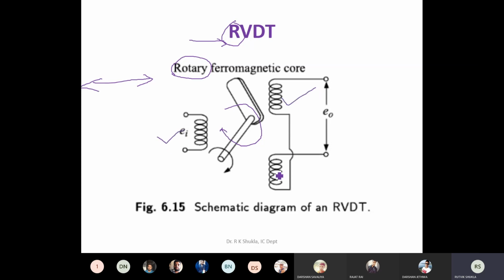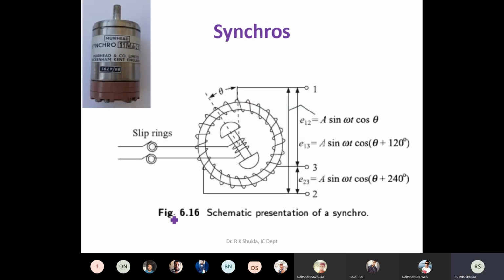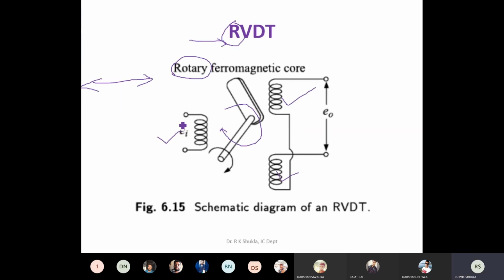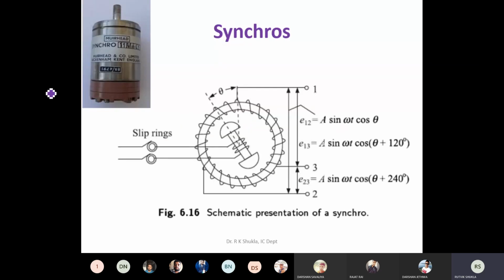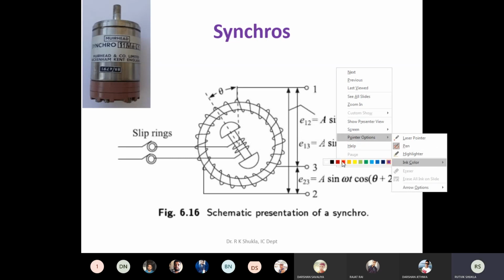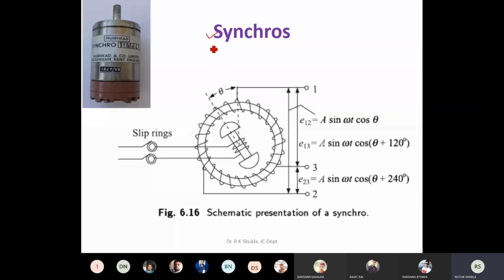This is your E, I, two secondaries, everything is the same. The only difference is the movement. Here the movement which you are expecting is a rotary motion. Clear? So that is all for RVDT. Quite similar to LVDT, but construction-wise it is different. Clear? Next thing is synchros. Now if you see this synchro, as the name indicates, it has something to do with synchronization. So what it is, let's see.